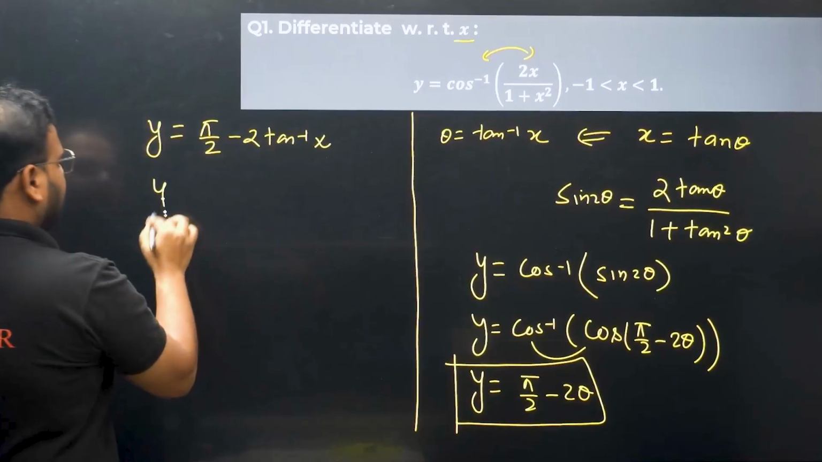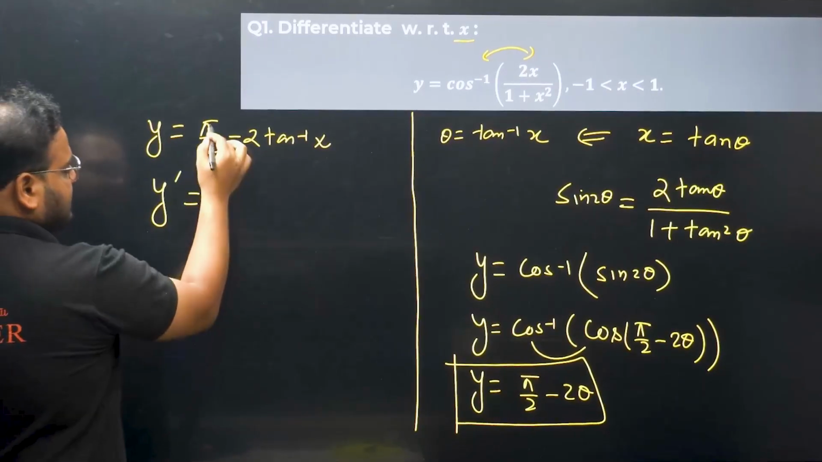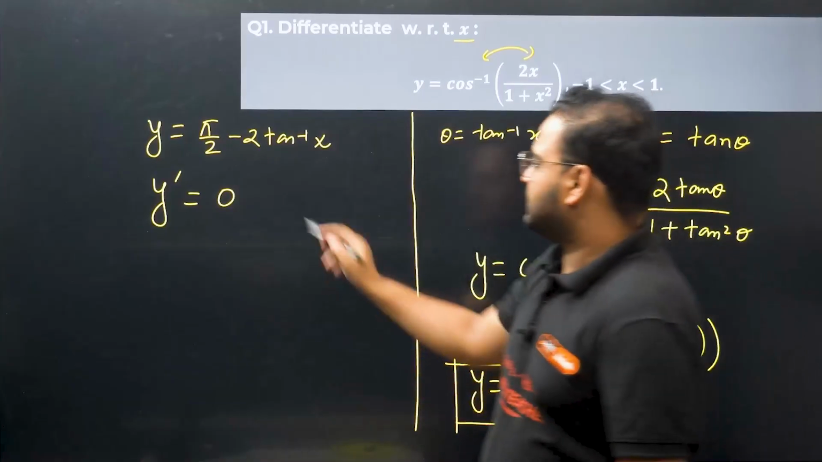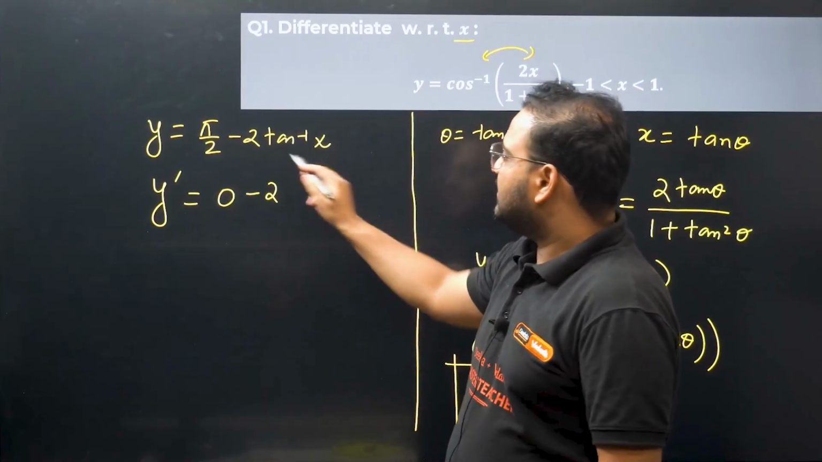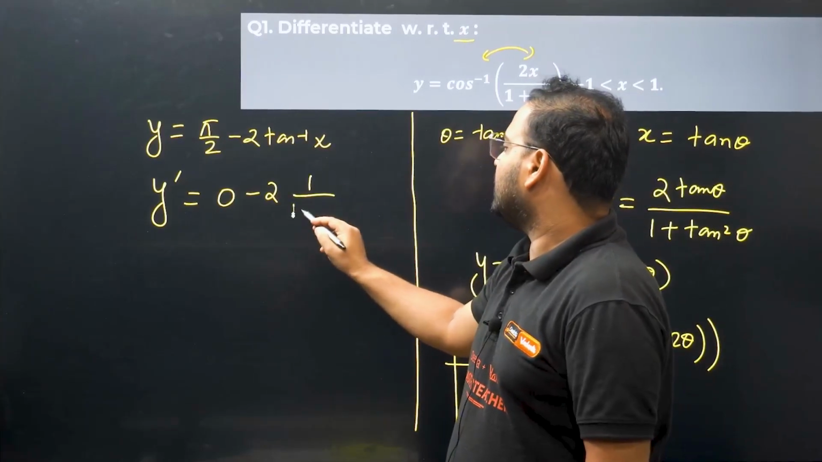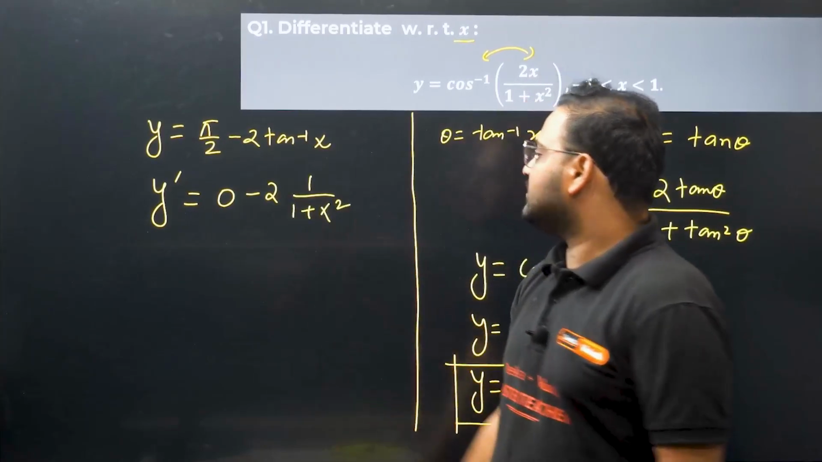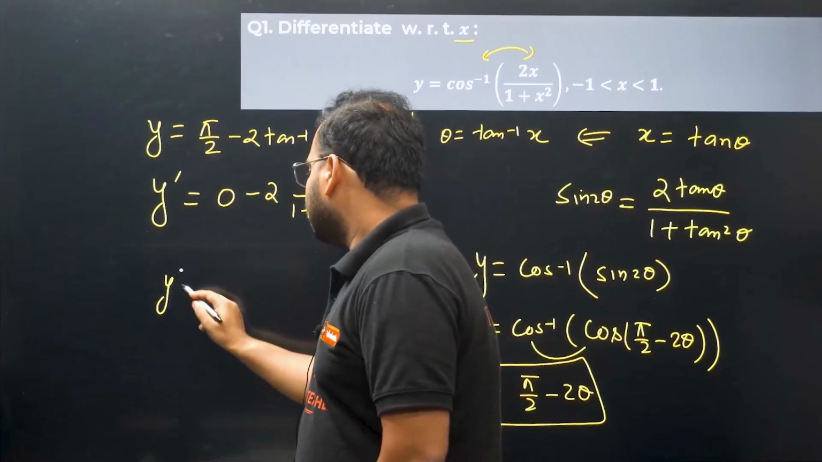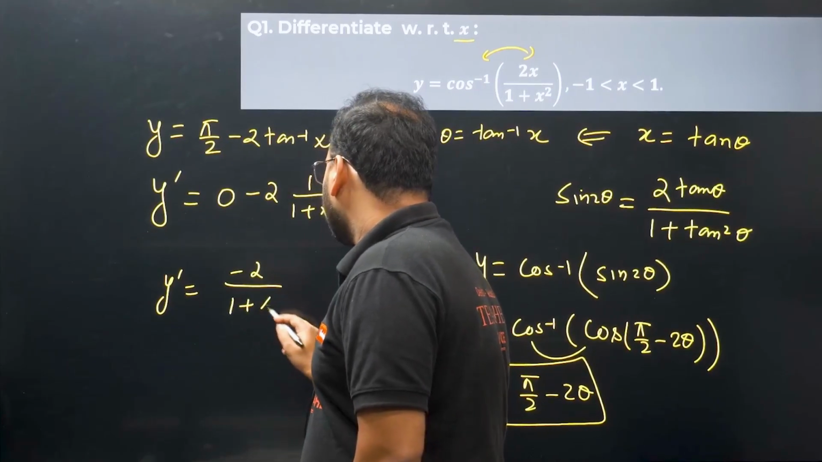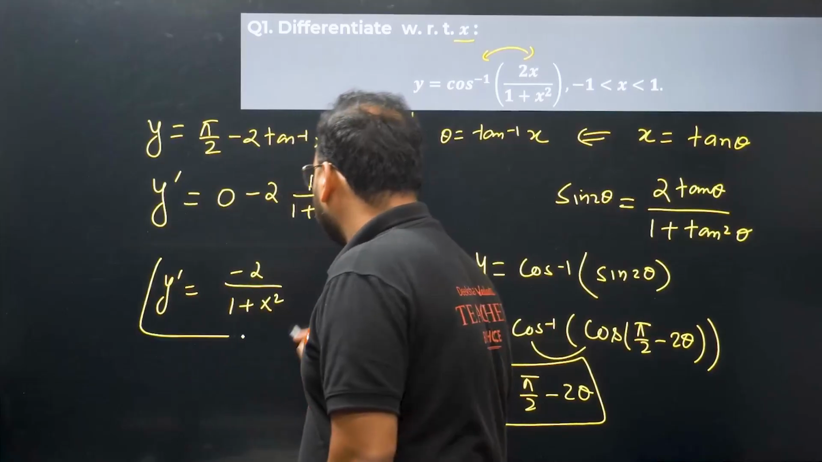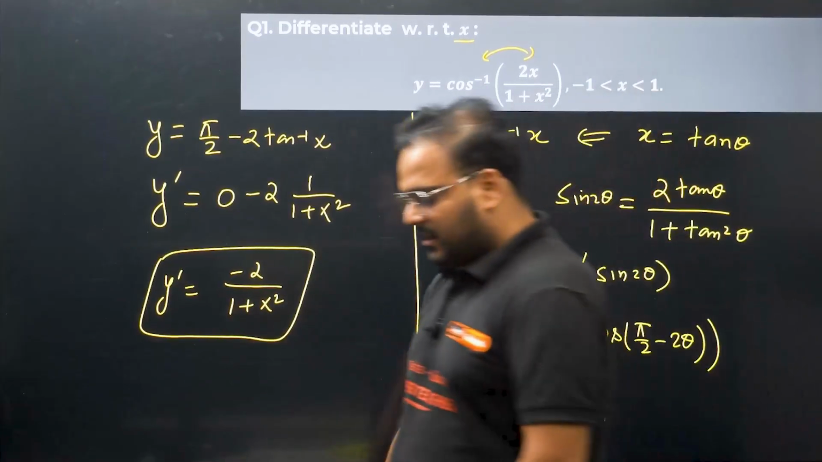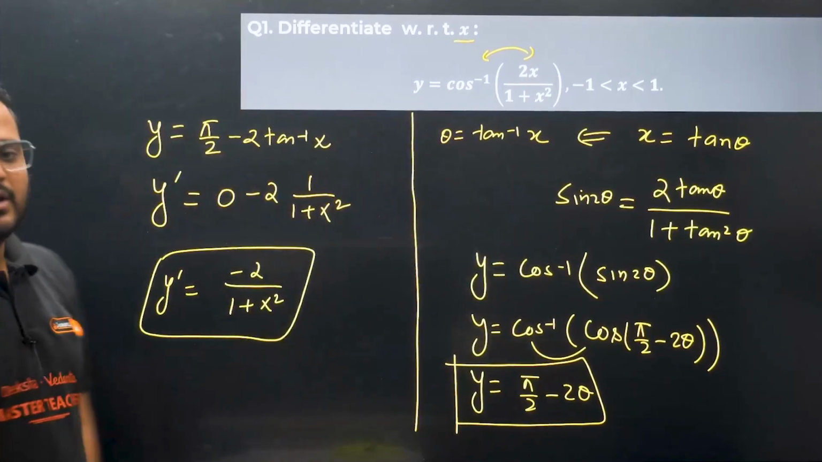We have learned the formula right now. Derivative of y is y dash. This will be 0, a constant. Pi by 2 is a constant, so 0 minus 2 as it is. Inverse of tan derivative, we just learned, 1 upon 1 plus x square. Answer will be what? y dash equals minus 2 upon 1 plus x square. That's your final answer. Minus 2 upon 1 plus x square is the final answer. Please have a look. Okay, question number 1 is over.